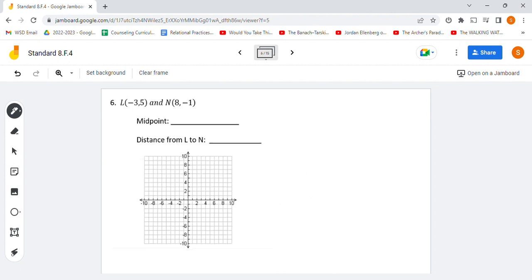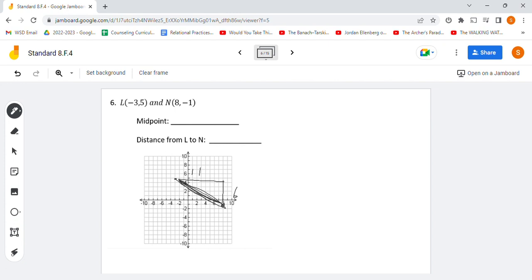Now we need to find the midpoint again. L is at -3, 5, so that would be right here. And N is at 8, -1 over there. So we're going to go from end to end like we did before, and then we're going to cut it in half. So we're going to the right, we're going down. To the right we end up going 11 spaces, and we go down by a total of 6.